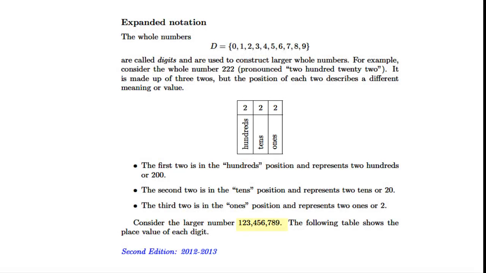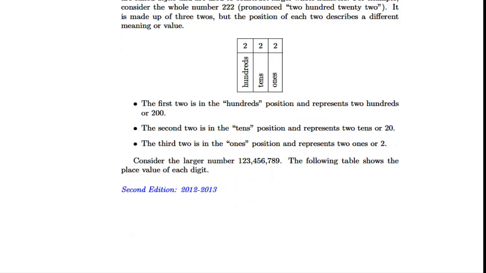Consider the larger number. The following table shows the place value of each digit in this larger number.